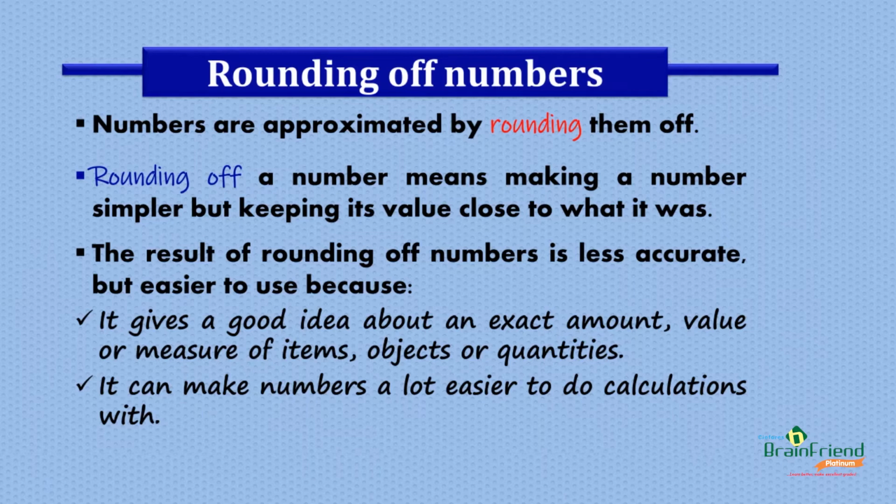In approximating numbers, what we basically do is rounding off. And rounding off entails either rounding up or rounding down. We'll be learning about that shortly. Basically, when we round off numbers, we take a simpler version of that number for the purpose of calculation. The result of rounding off numbers is less accurate but easier to use because it gives us a good idea about an exact amount, value or measure of items, objects or quantities. And secondly, it can make numbers a lot easier to do calculations with.